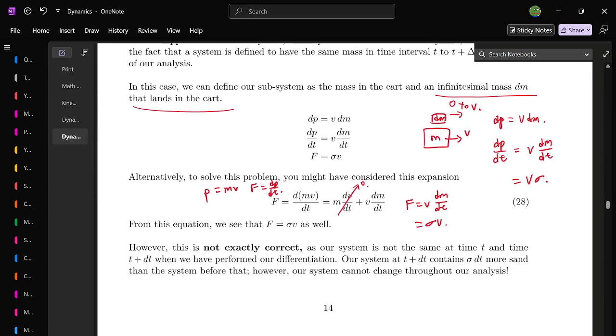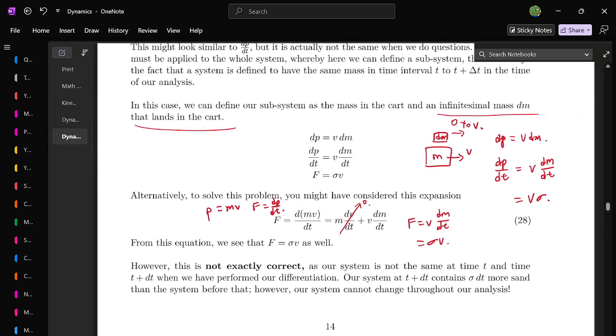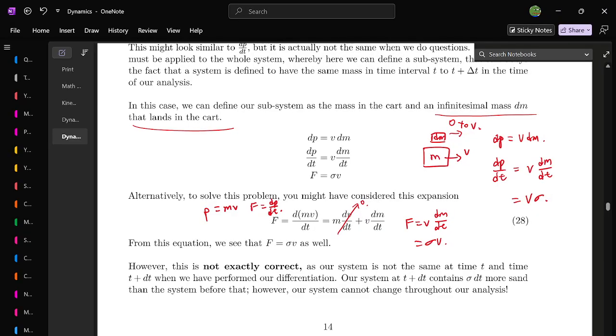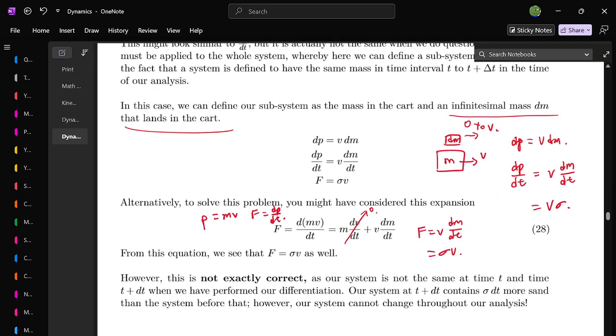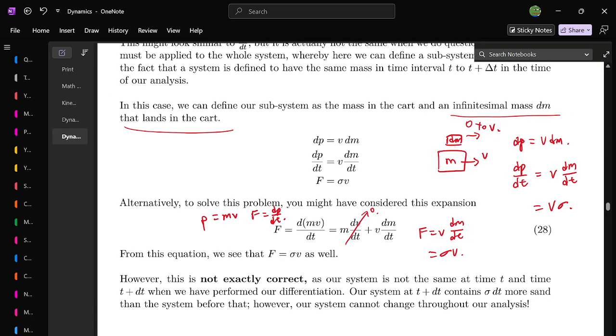But the problem with this method is that it's not exactly correct, because your system at time t and time t plus dt is not exactly the same. At t plus dt, your system contains sigma dt more sand than the system before that. And your system cannot just change during your analysis. So that is the problem with this method. It gives the right answer coincidentally, actually. If you apply this method for other sorts of changing mass questions, you will not necessarily get the correct result. So it's just a word of caution to not always consider this expansion naively.